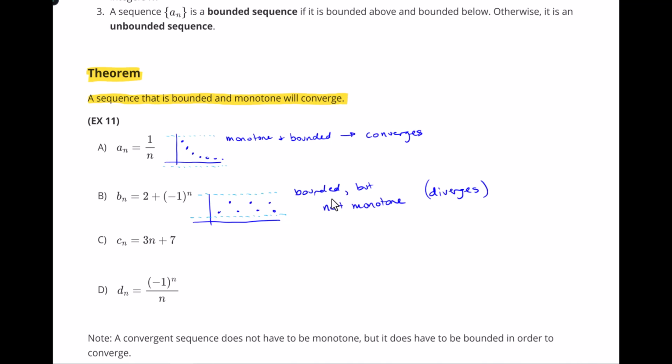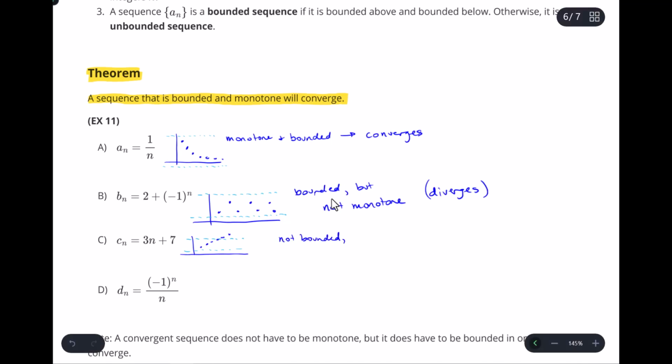All right, this next one is a linear function. So linear functions would always look like this. Certainly bounded below, but as we saw, they are not bounded above. Or it could be the opposite way around. So this is not bounded. But it is monotone. But if it's not bounded, that is enough to say that it's going to diverge. If you have a sequence that's not bounded, it's going to diverge. There's no question about that.